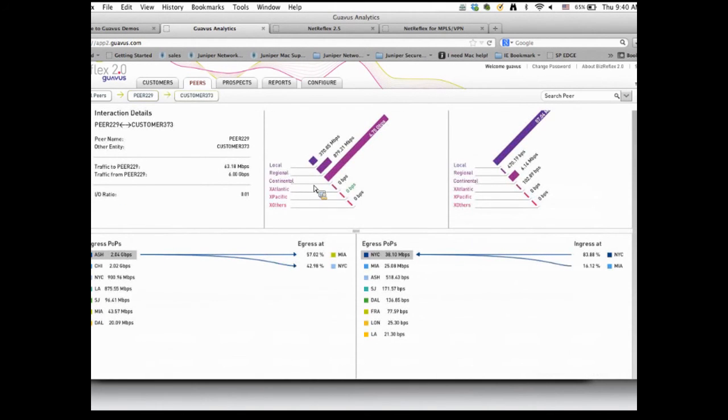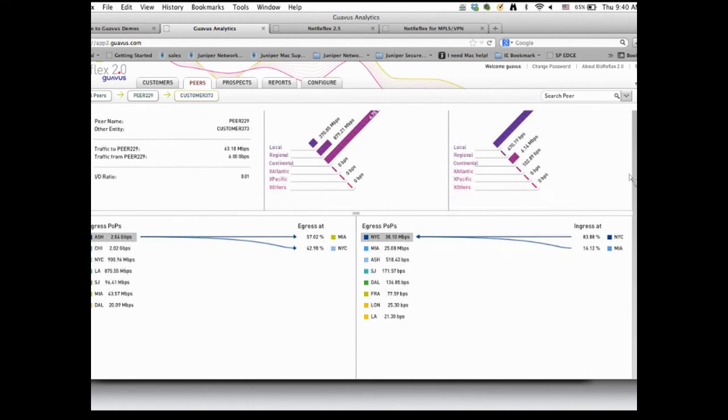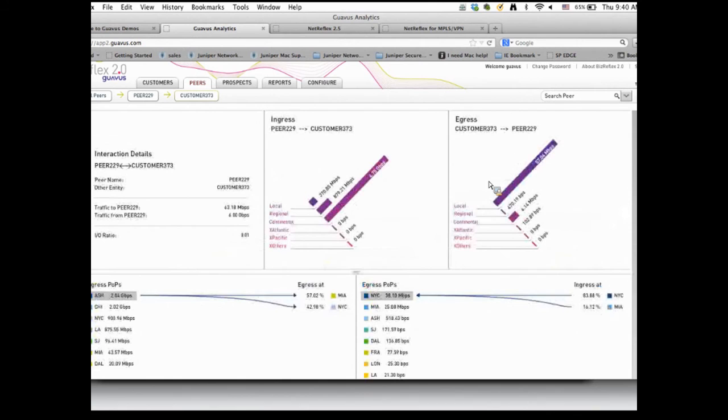This is basically a graph which shows the type of links which are actually being used here. You have the regional, you have the continental, you have the transatlantic, and so on. As you can see, the traffic which is actually being sent from the customer 373 to peer 229 means this particular carrier is primarily using local links, whereas peer 229 is essentially using the continental links.